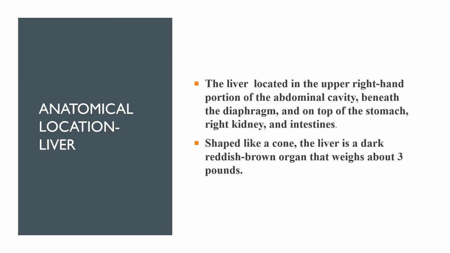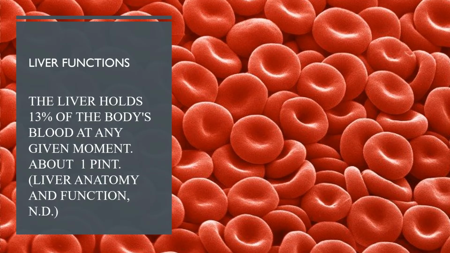The anatomical location of the liver is the upper right-hand portion of the abdominal cavity beneath the diaphragm and on top of the stomach, right to the kidney and intestines. The liver is shaped like a cone. It is a dark, reddish-brown organ, and it weighs around 3 pounds. The liver holds 13% of the body's blood at any given moment. This is about 1 pint.